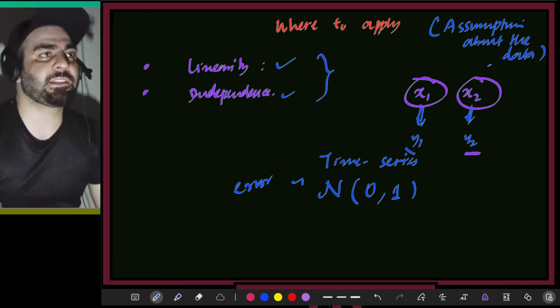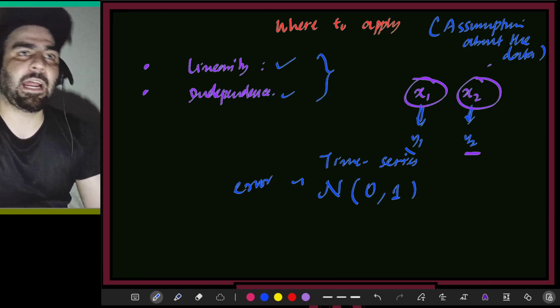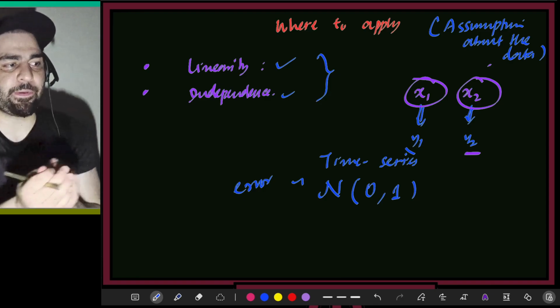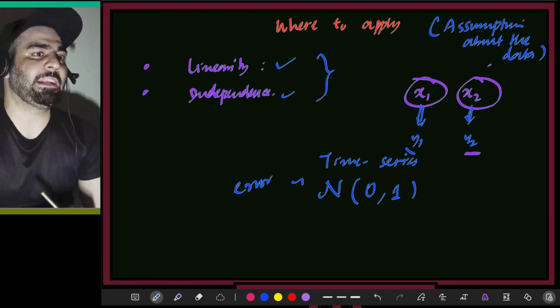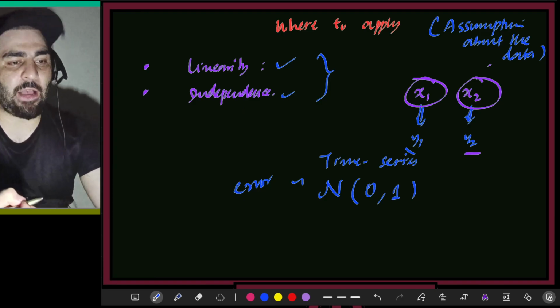The first assumption is that between the features and the label there should be a linear relationship. And the second is that the data points should be independent. They should not have any dependency as in time series. Okay, I hope this is also clear.